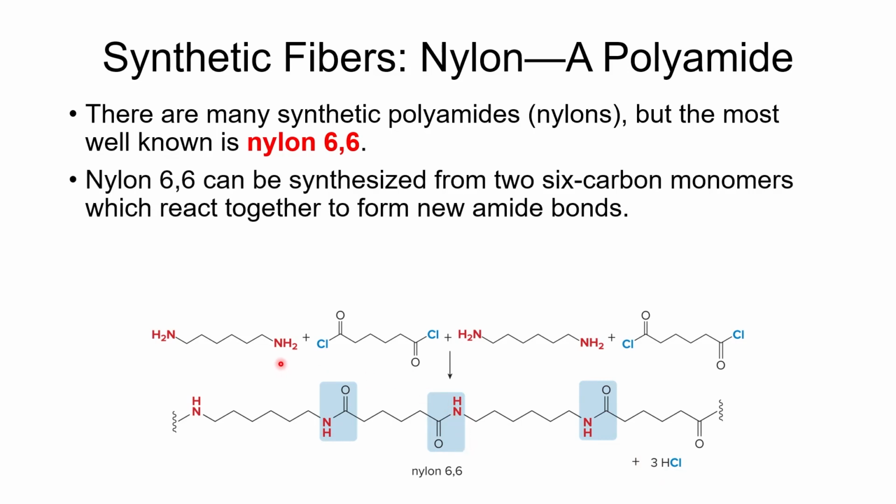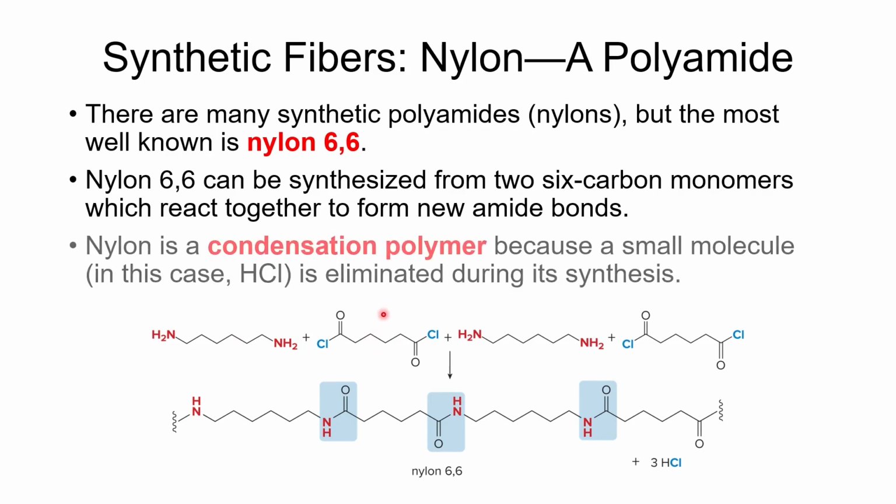There are some other ways to do it that involve not having to make the acid chloride. For example, you could take this and the diacid instead of the diacid chloride and just heat it up to a very high temperature. And that is how some of these are made. But in all of the cases, when we make these condensation polymers, we eliminate a small molecule. The small molecule in this case is HCl. If we had started with the carboxylic acid, the small molecule would have been water.